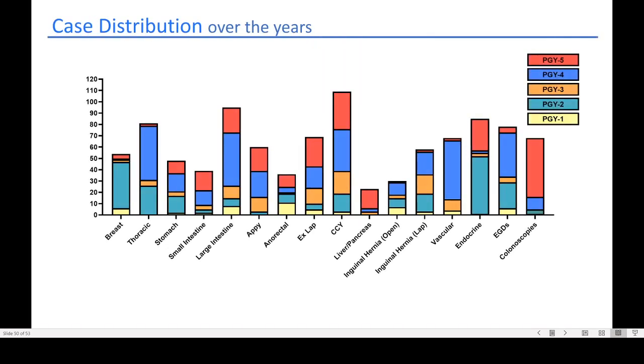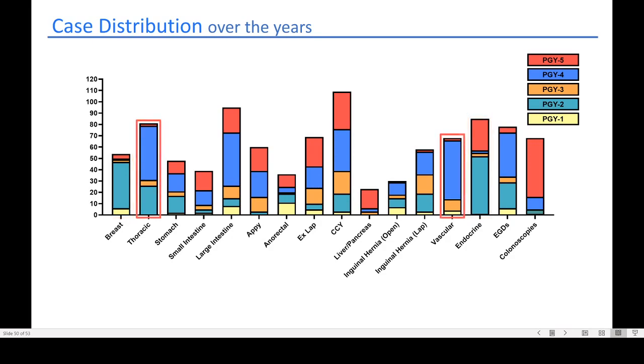And I think this is the most interesting graph out of all of my slides today. The distribution of cases over the years is very interesting. So breast and endocrine cases, so many as a PGY2. I think South Clinical, at the time, must have been booming or something. So many breast cases and thyroid, parathyroid.